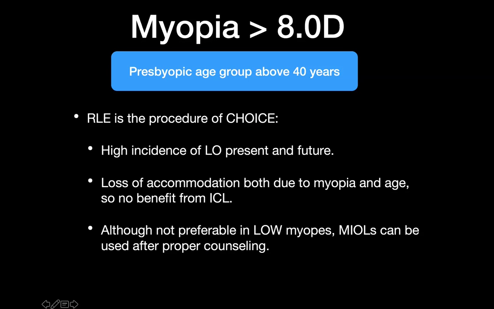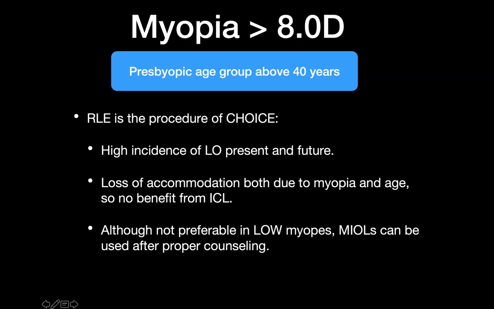These patients have a high incidence of lens opacities, even if they don't have it at present. If he's 45 years old with -9 diopters and does not have a significant lens opacity, rest assured that he will develop a presenile cataract much younger than other people without the same amount of myopia. These patients have a loss of accommodation both due to the myopia and due to age. So there's no benefit from popping in an ICL and then depending on the accommodation of the patient to read. I know nowadays we do have the bifocal or multifocal EVO, but it's not, again, common practice.